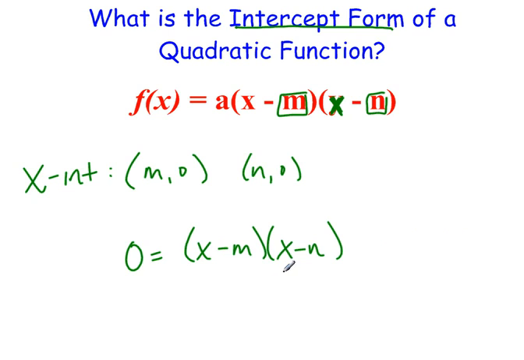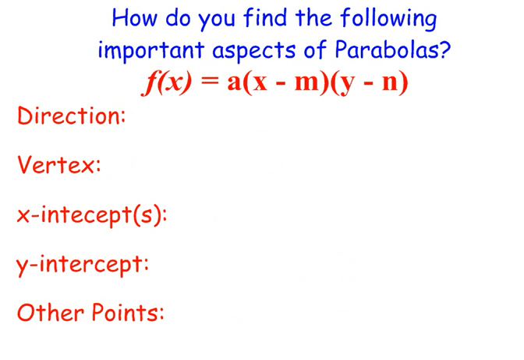So if you remember, this is called the zero product property. So if I have x minus m equals 0, or x minus n is equal to 0, so I get x equals m, x equals n, and that's why these are my x-intercepts. Again, this is called the zero product property, and it should hopefully look a little familiar when we go through the problems. So how do we find this information? Again, let me change this to an x. Direction is the same thing. If a is positive, this is going to go up. If a is negative, this is going to face down.